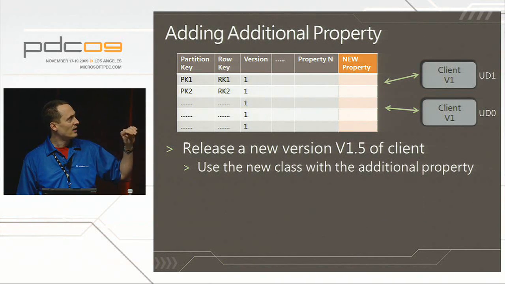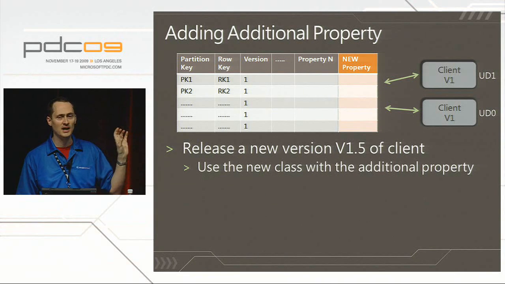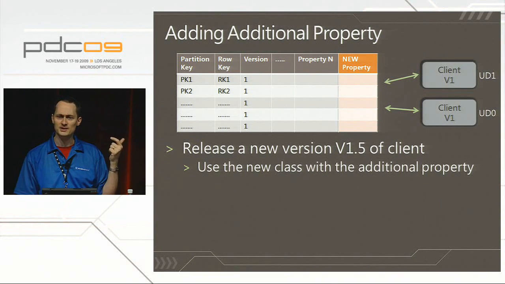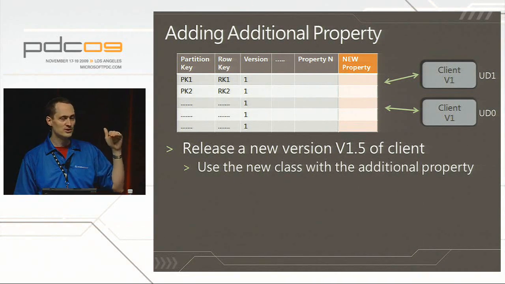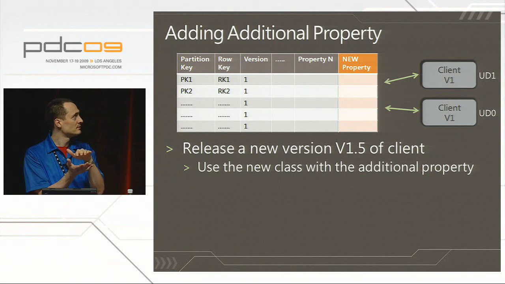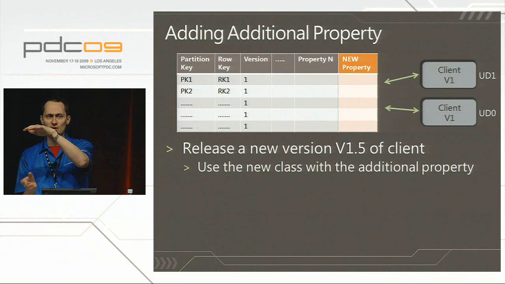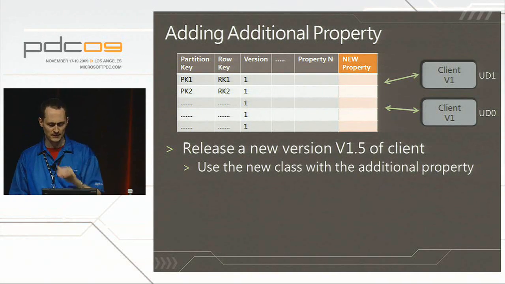Right now we're executing across both upgrade domains client v1. This client v1 speaks just version 1 of the class definition. So it knows how to process version 1 of the class definition, and that's it. What we want to do is upgrade these clients with our rolling upgrades so that they use the new class definition, which has this extra property. So how does this work?